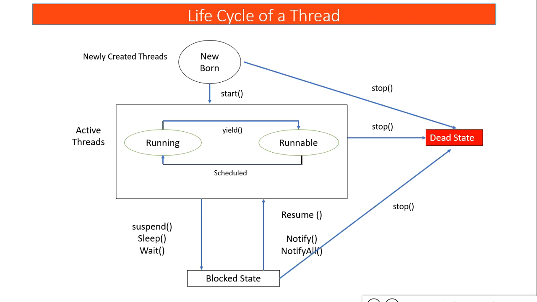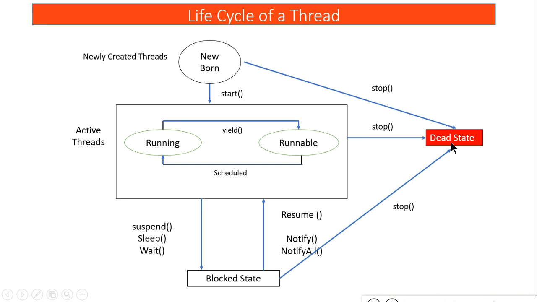So the life cycle of a thread is a sequence of states through which a thread goes during its whole lifetime. Okay, now there you go, we have a life cycle of a thread. So first of all, you have a newborn state. Generally we have 5 states. The first is newborn state, second running state, third runnable state, fourth blocked state, and fifth the dead state.